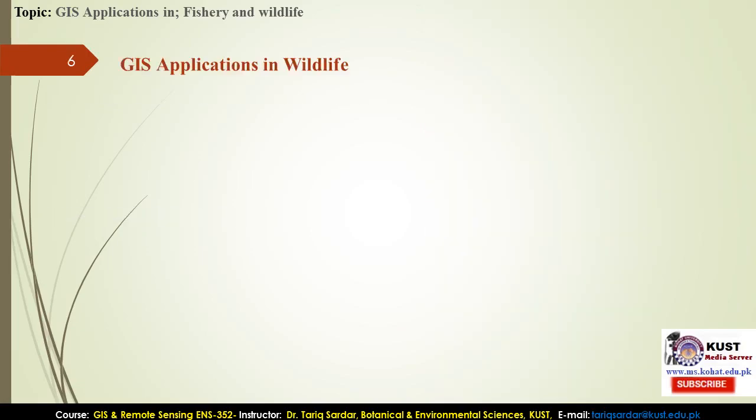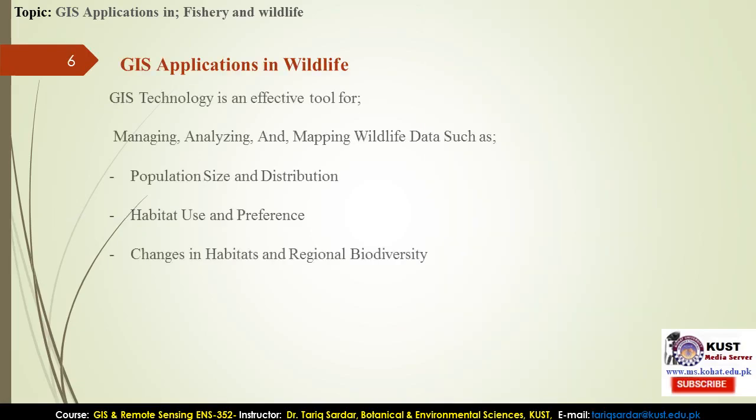Up next is GIS applications in wildlife. What's actually the GIS application in wildlife? It is an effective tool for managing, analyzing, and mapping wildlife data, especially on a broad and measured basis: population size and distribution, habitat use preferences, changes in habitats and regional biodiversity. So GIS can be used for collecting, analyzing, updating and managing data in wildlife management or research projects.